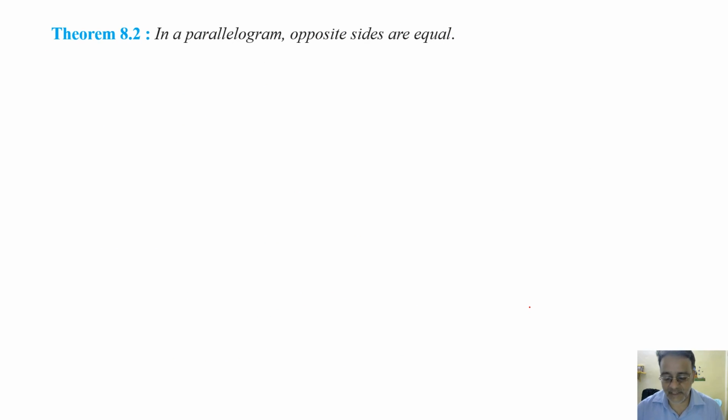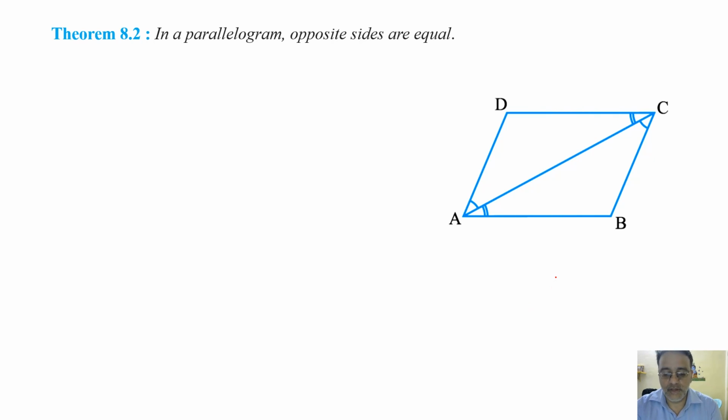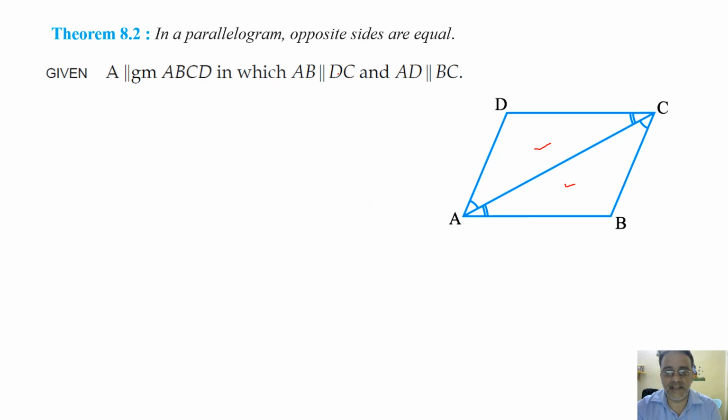In a parallelogram, yes. Any doubt? In a parallelogram, opposite sides are equal. Now we have to prove. So exactly like the proof we just did for these two triangles being congruent, we will repeat the same steps here. So a parallelogram ABCD in which AB is parallel to DC and AD is parallel to BC, and we have to show that opposite sides are equal. So AB is equal to DC and AD is equal to BC.